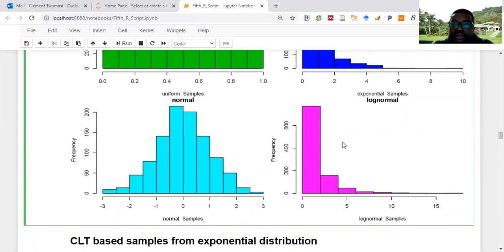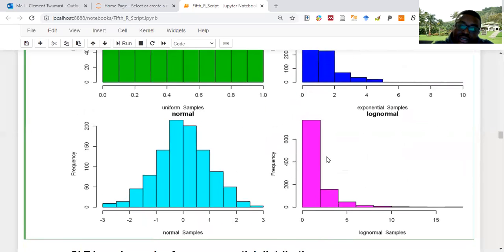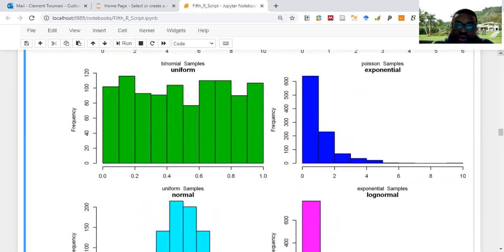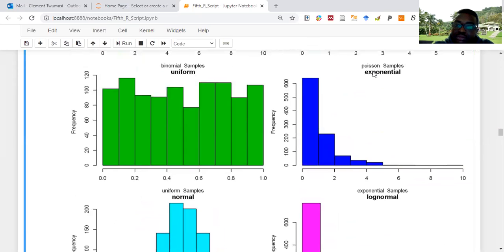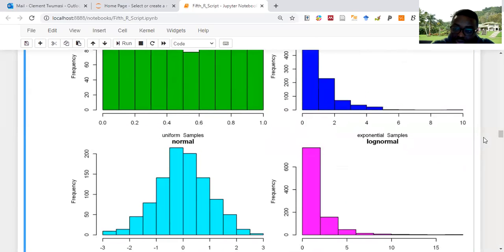This log normal behaves like exponential. It has high occurrence at the lower values. So you realize that it is very skewed to the left, and smaller values of log normal samples have a higher chance of occurring. And it's the same thing for the exponential distribution. Okay, so these are typically skewed distributions, positively skewed distributions.